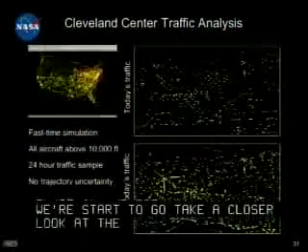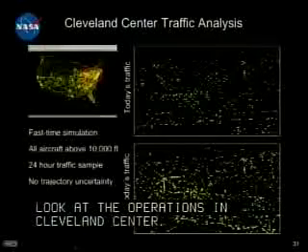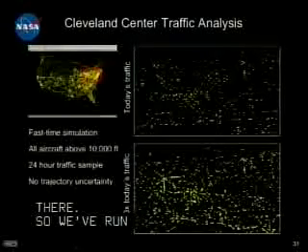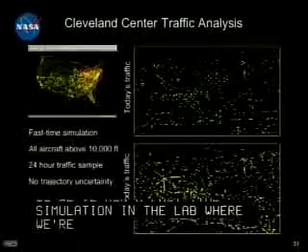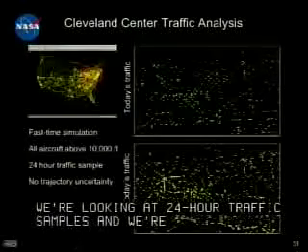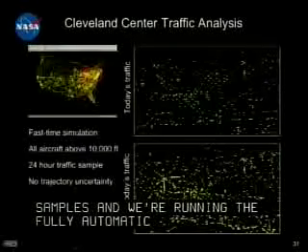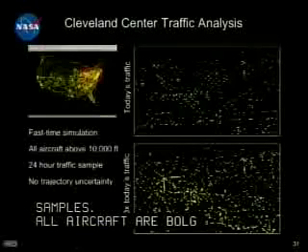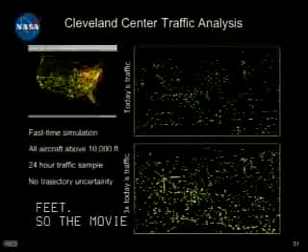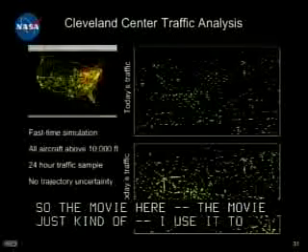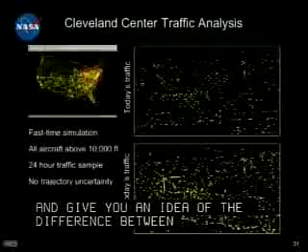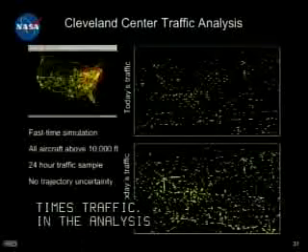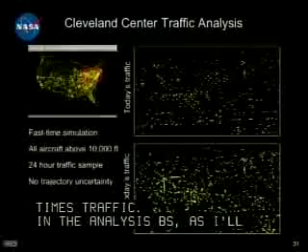Okay, I guess everybody really knows where Cleveland Center airspace is, but it's inside the red circle there. So we've run a fast time simulation in the lab where we're looking at 24-hour traffic samples, and we're running the fully automatic resolution algorithms against these traffic samples. All aircraft are above 10,000 feet, and in this case, there's no trajectory uncertainty. The movie here, I use it to try and give you an idea of the difference between the traffic complexity in 1 times traffic and that of 3 times traffic. In the analysis, as I'll show, we've done runs at 1 times, 2 times, and 3 times the traffic level.